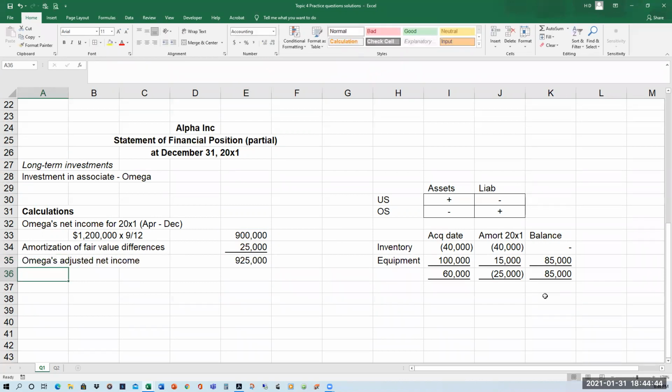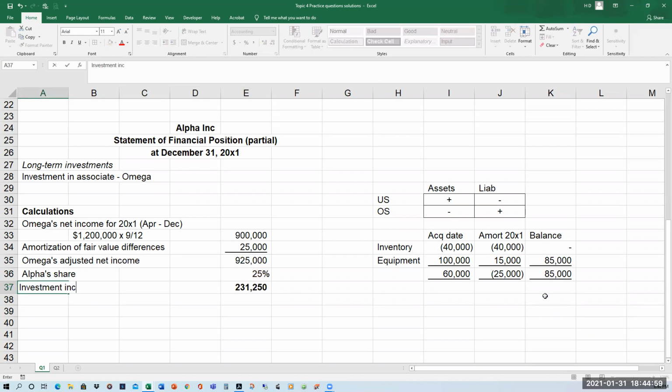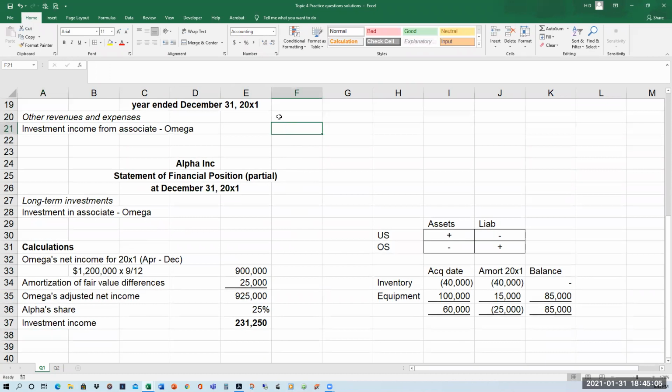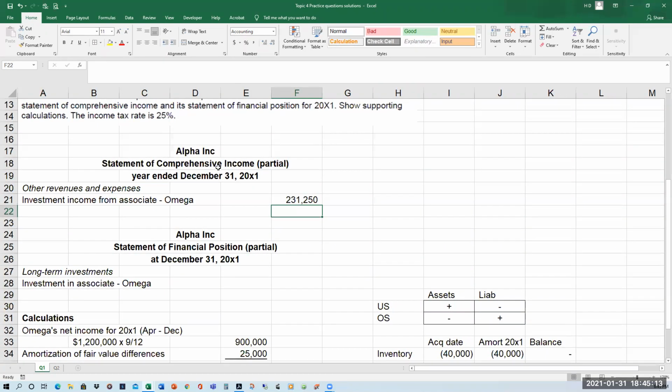And of this amount, Alpha's share is 25%. Alpha owns 25%. And so that works out to 231,250. That's the investment income under the equity method. So 231,250 is what will be reported as investment income from associate on the books of Alpha.